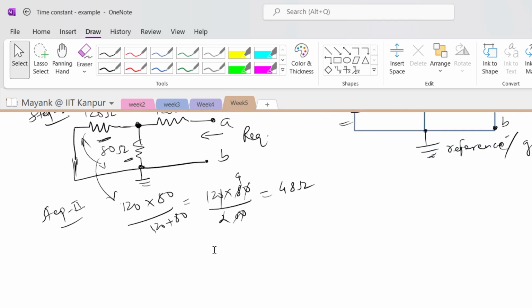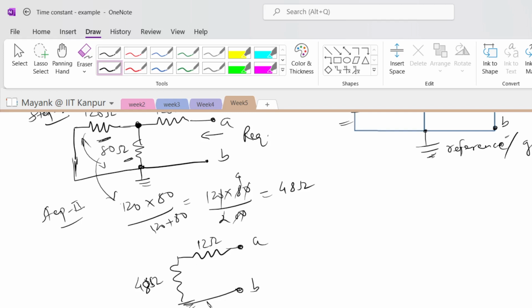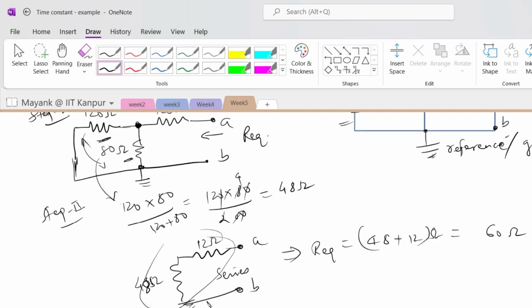Now how will my circuit be modified after this transformation, which is in parallel? My circuit will become like this. This becomes 48 ohms, and there is a 12 ohm resistance here. This is A, this is B, and this is the reference here. You can see that between A and B, these two resistors are in series, right? So my new equivalent resistance becomes 48 plus 12 ohms. So this becomes 60 ohms, isn't it?